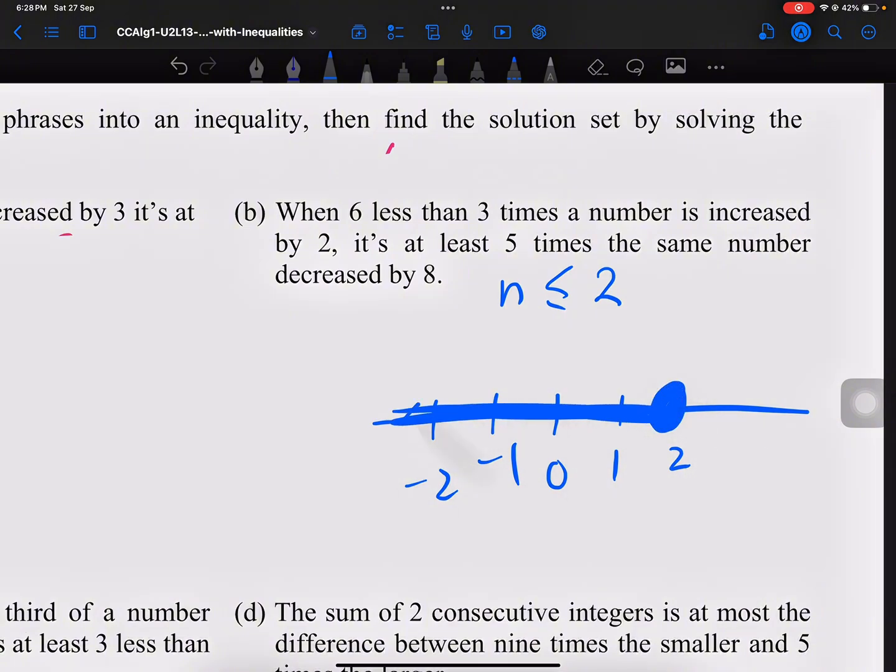So how do I determine my interval notation? We need to read the interval notation from left to right. So left is the arrow. The arrow is going to the left, never ends. So it is negative infinity. And then right ends at 2. Stop at 2. The number is included, so I need to use a square bracket.